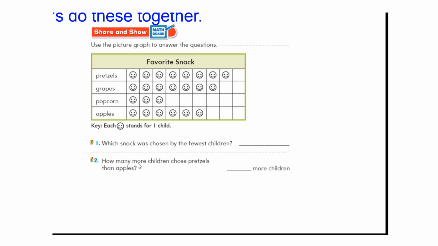How many more children chose pretzels than apples? So we have to compare pretzels here, and that's 3, 6, 7, 8 pretzels, and then apples are clear down here. Okay, if I look straight up from apples, I see that pretzels have 2 more smiley faces there. So 2 more people chose pretzels than apples.